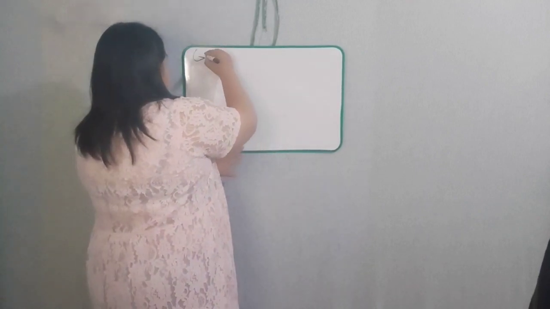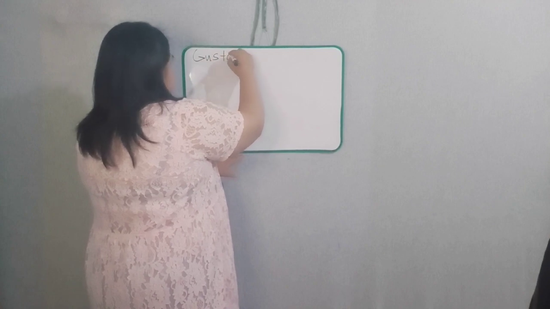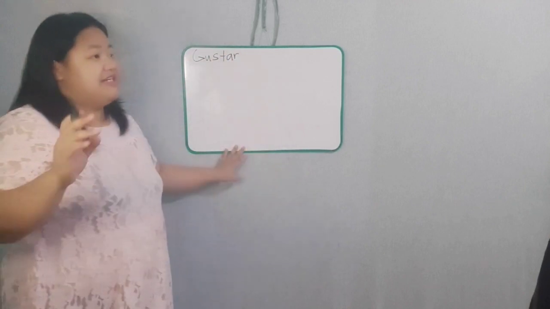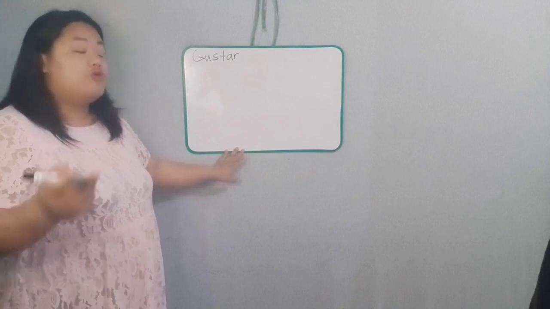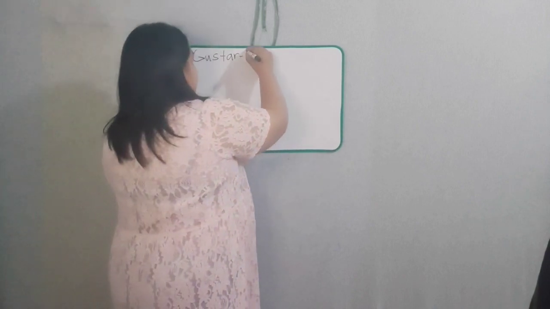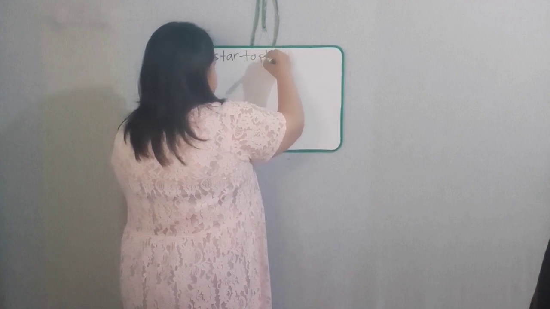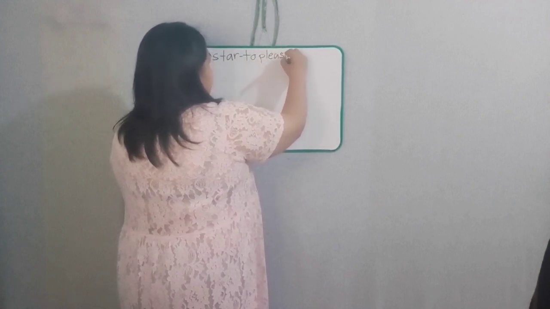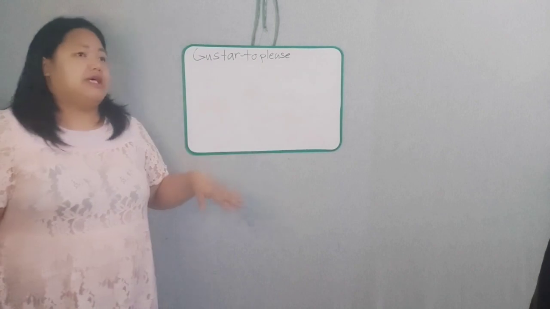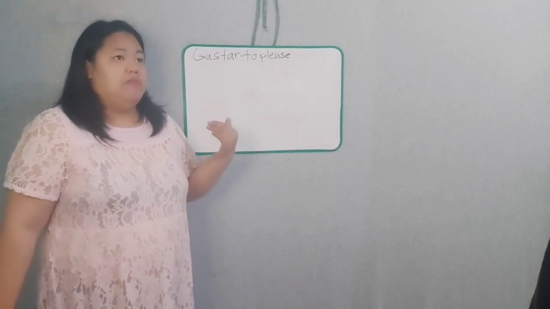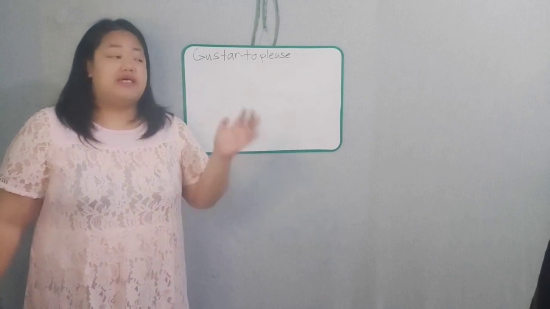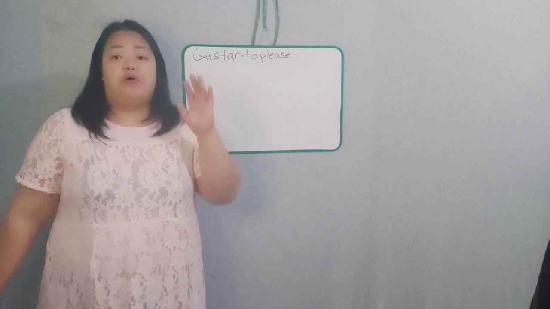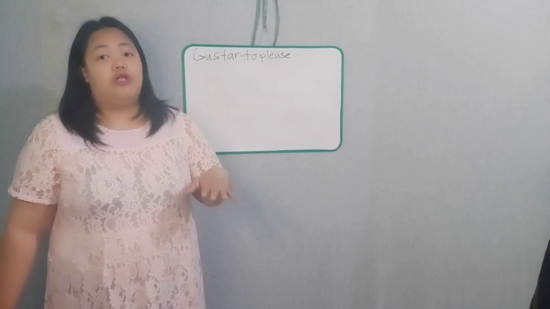Gustar, it doesn't mean I like in English. So gustar is actually to please. So why are we using it to say me gusta manzanas? Okay. This is where the concept of indirect object pronouns comes in.